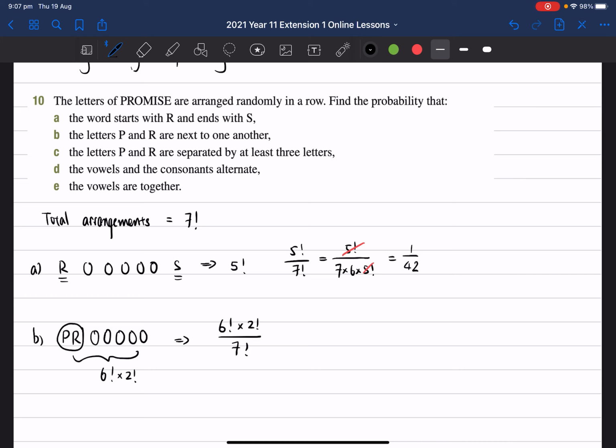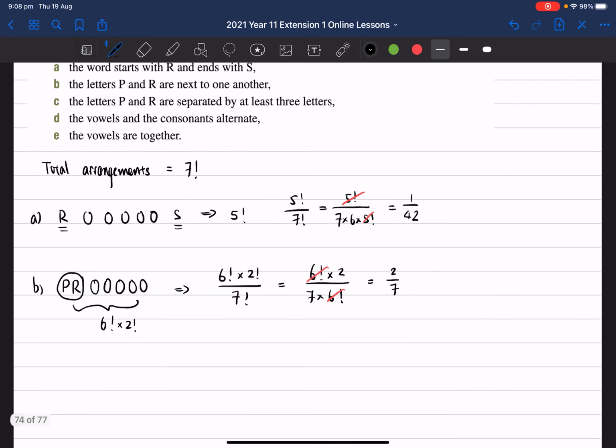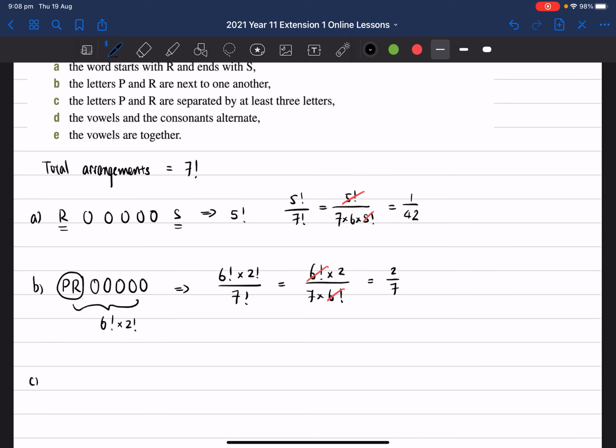And that's pretty easy to simplify. 6 factorial times 2 over 7 times 6 factorial. So without using a calculator, you can do the calculation very easily if you know how to expand the factorial. So that's 2 out of 7. Alright, next one, question C. Let's have a look at what question C is. The letters P and R are separated by at least 3 letters. Separated by at least 3 letters.